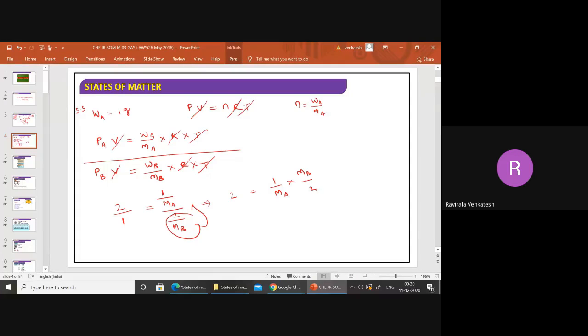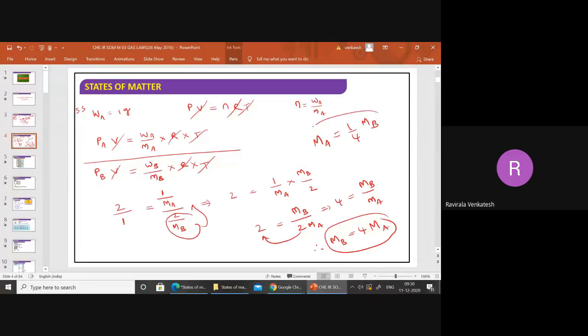Now they are asking to find the relation between their molecular masses. Based upon this, I can write 2 is equal to MB by 2 MA. Now send this 2 over here, and we get 4 is equal to MB by MA. Therefore MB is equal to 4 MA. This is the answer. Or MA is equal to 1 by 4 MB. Both will be the answers.